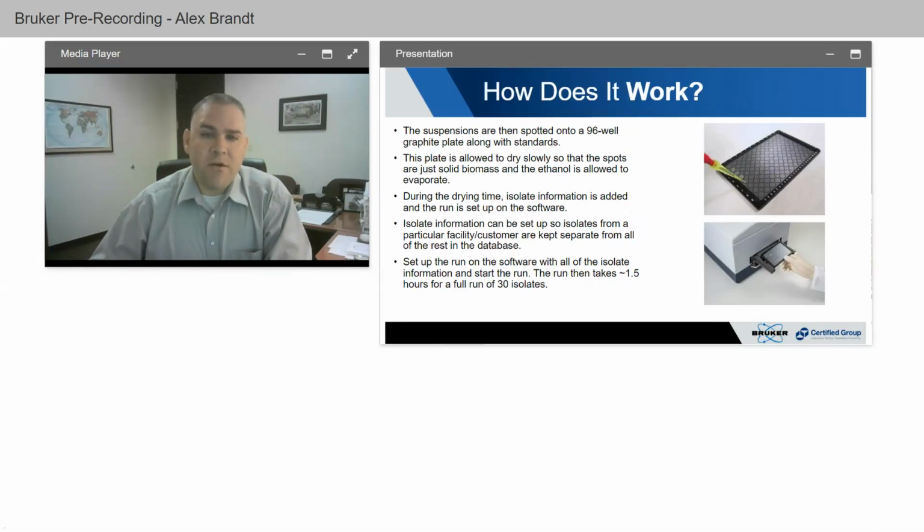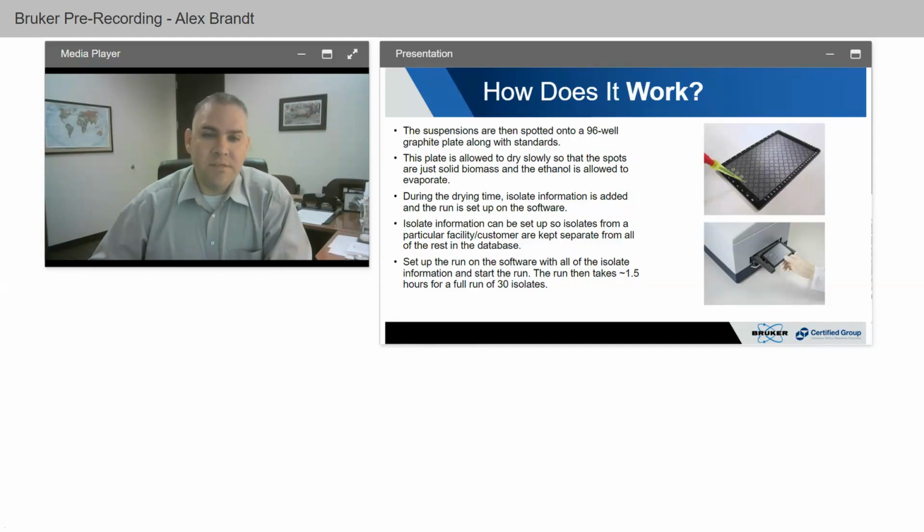These suspensions are then spotted onto a 96-well graphite plate along with standards. This plate is then allowed to dry slowly so that the spots are just solid biomass and the ethanol is allowed to evaporate. During this drying time, you can enter all your isolate information into the software and set up the run. So, while you're just sitting there having this go through the process of drying out, you can be productive and still do other things, such as entering all this information in.